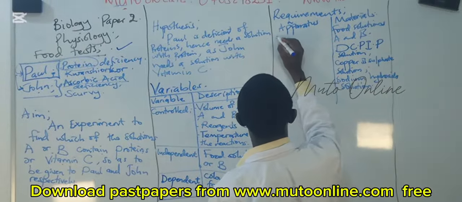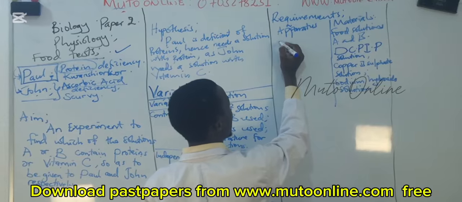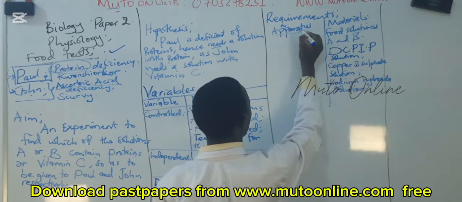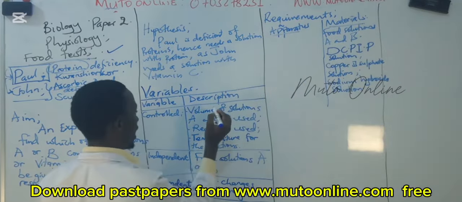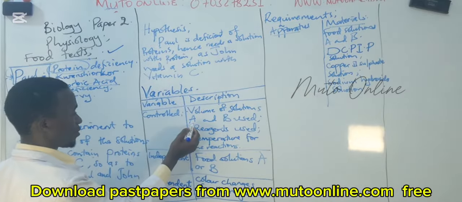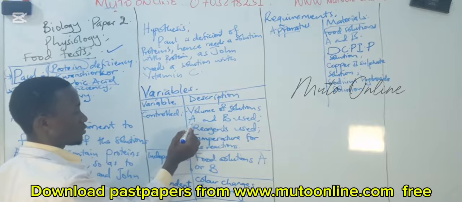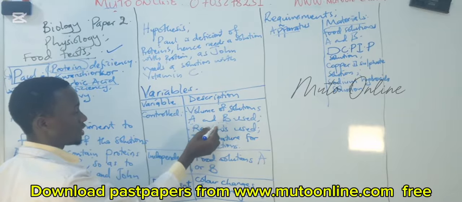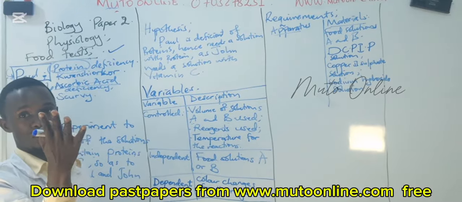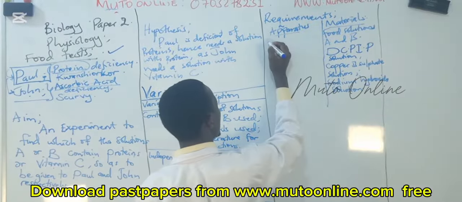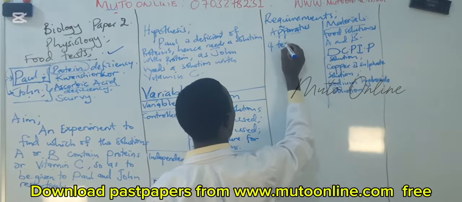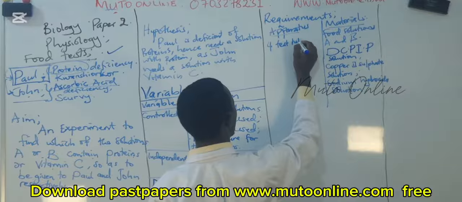For the apparatus, we shall need, because we shall carry out a protein test on A and B, two test tubes. And we shall carry out a test for vitamin C on A and B. So far, those are 4 test tubes. So we shall need 4 test tubes.